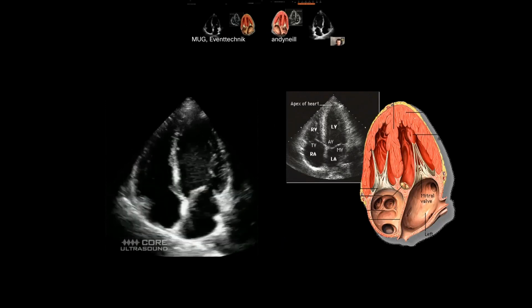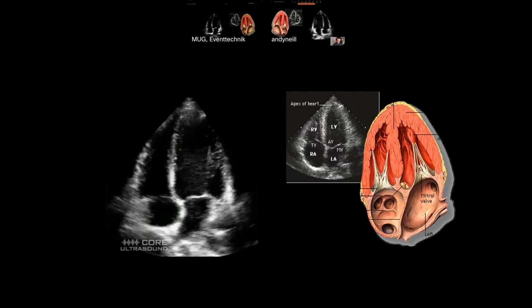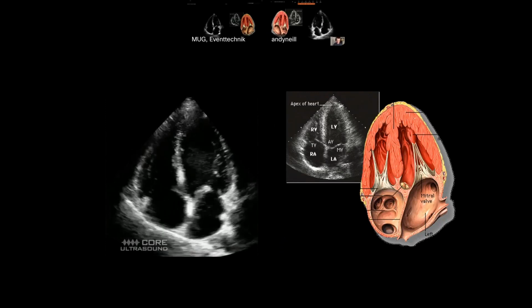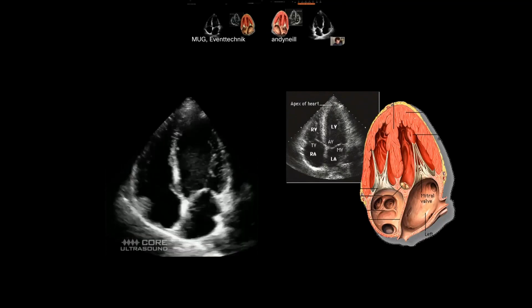This view is obtained at the apex. So you all learned in medical school, I hope, where the apex beat is. So you find the apex beat. It's usually fifth intercostal space, followed out towards the nipple line. Somewhere around there, you're going to find your apex beat. Wherever you find your apex beat is the best place to put your ultrasound probe.